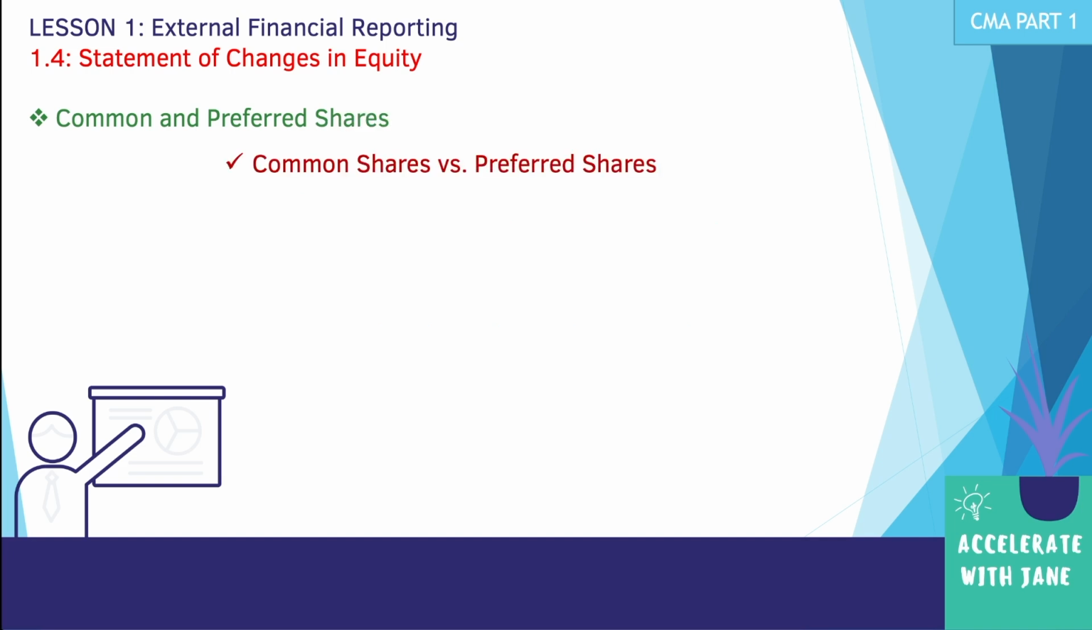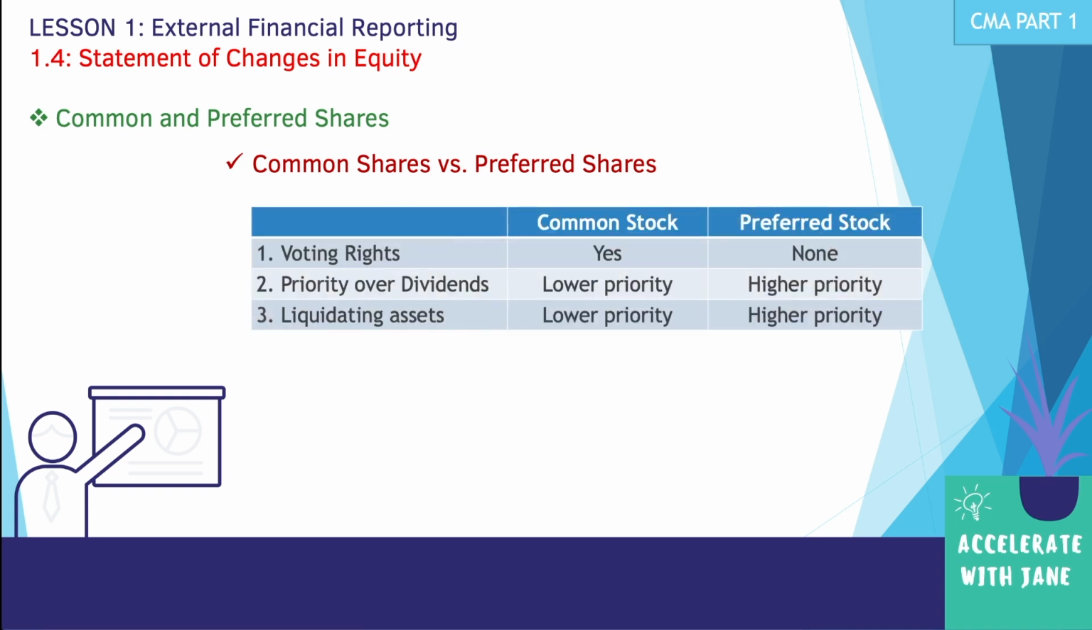Now, let's talk about the difference between common shares and preferred shares. Here I have summarized in table format the main difference between the two. First, let's talk about the voting rights.